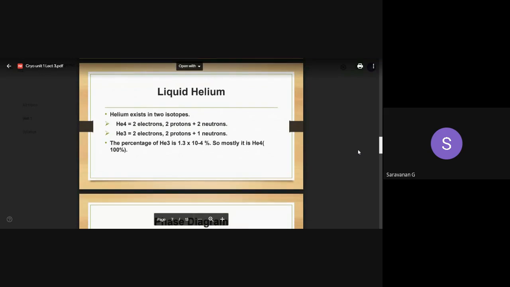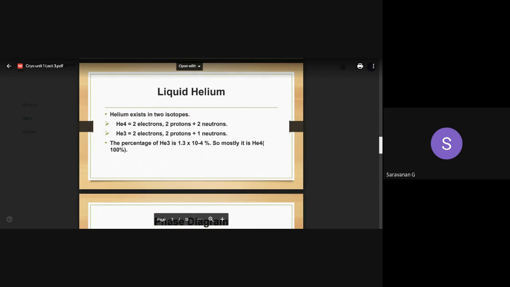So coming to liquid helium. Helium exists in two isotopes, as I already told you: helium-4 and helium-3. Helium-4 means 2 electrons, 2 protons and 2 neutrons. Helium-3 means 2 electrons, 2 protons plus 1 neutron. The protons and neutrons total 3 in one case and 4 in the other. Based on that, we have atomic mass and atomic number.